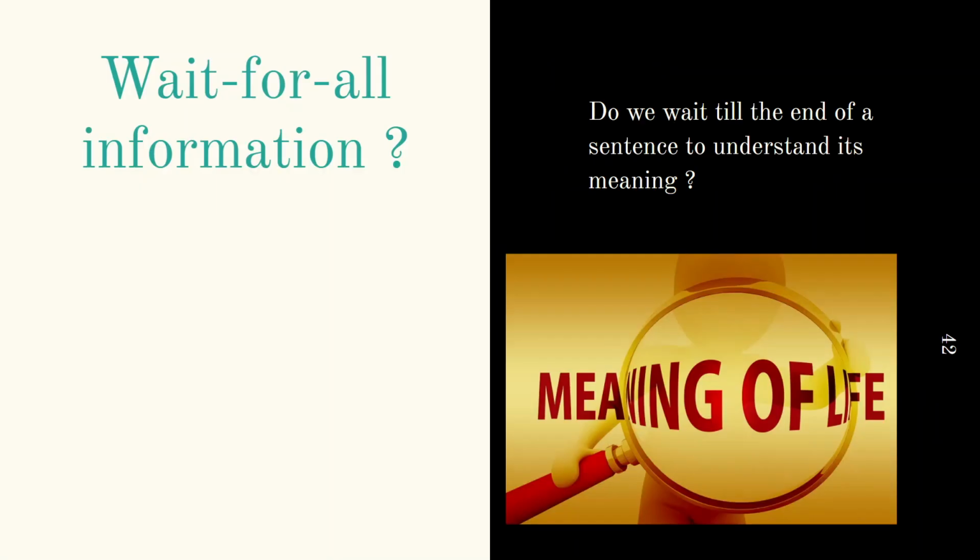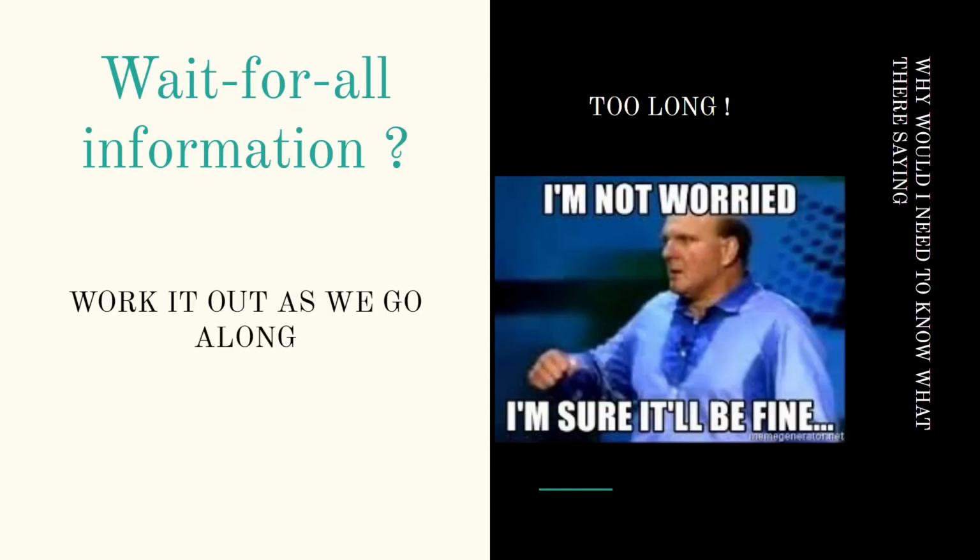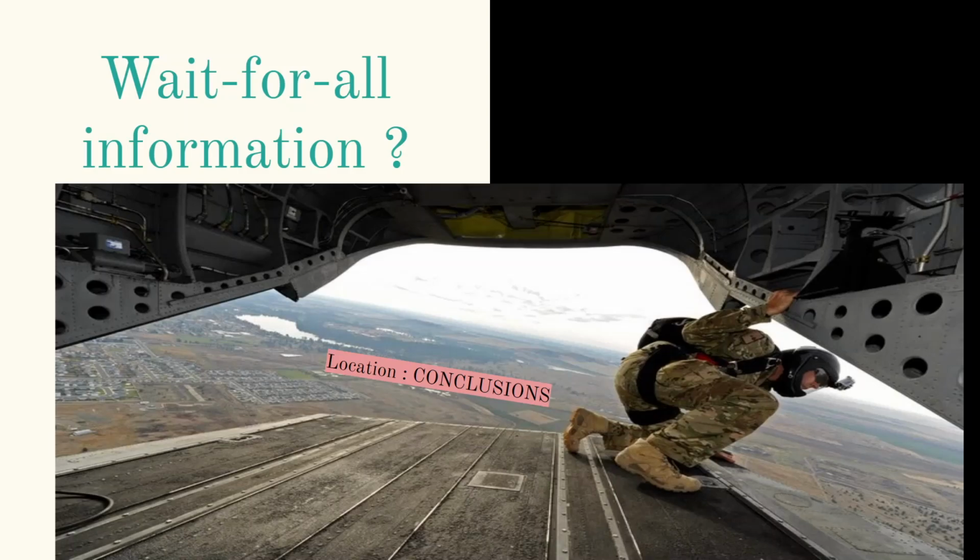So, do you think we wait for all the information to be finished to start to understand the meaning of a sentence? No, obviously not. That would take far too long. Our brain doesn't do things that way, so we just try and work it out as we go along. We try to interpret what is going to come from what has already come in the sentence. This can lead to errors in understanding, as we jump to conclusions about what we think the sentence is trying to say before understanding the whole thing.